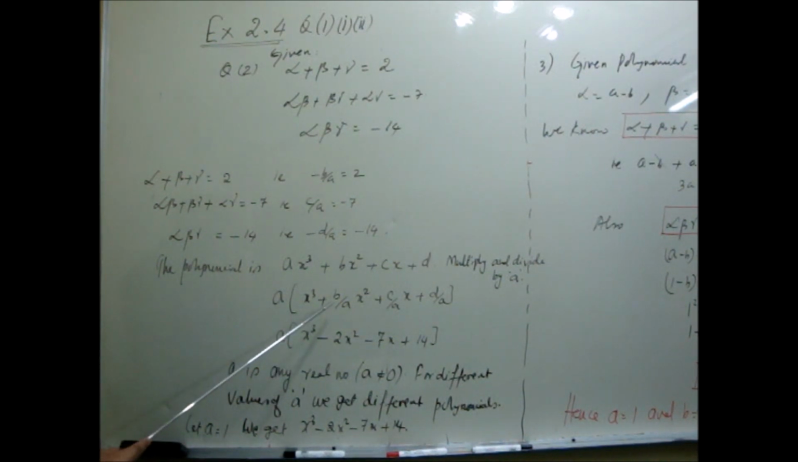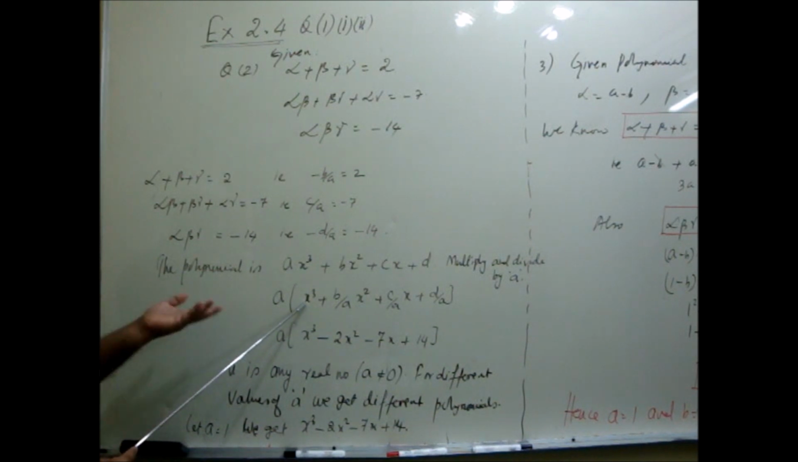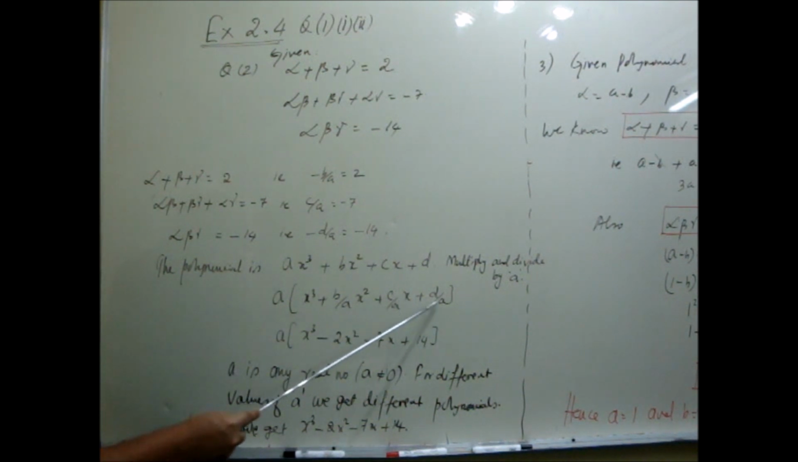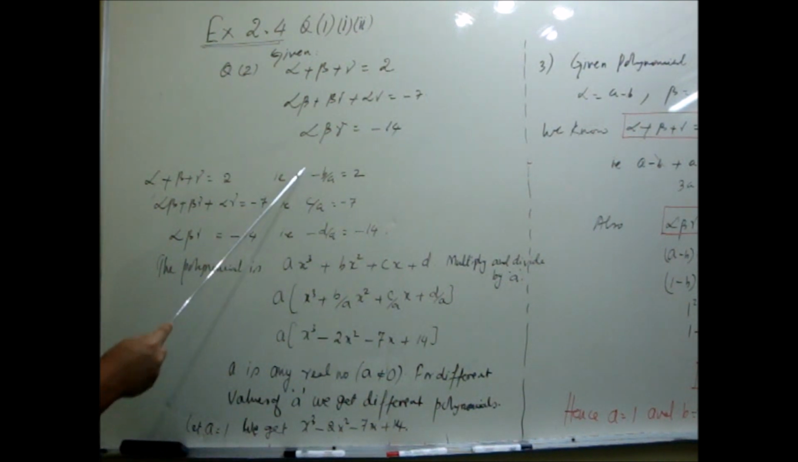This is a multiplier, this is a divisor. Everywhere here by a is coming; a x cubed by a is x cubed. A got cancelled. Keep it like that. Now you note down. See this b by a, c by a, d by a. All these you are having over here. Right? Just take and substitute.